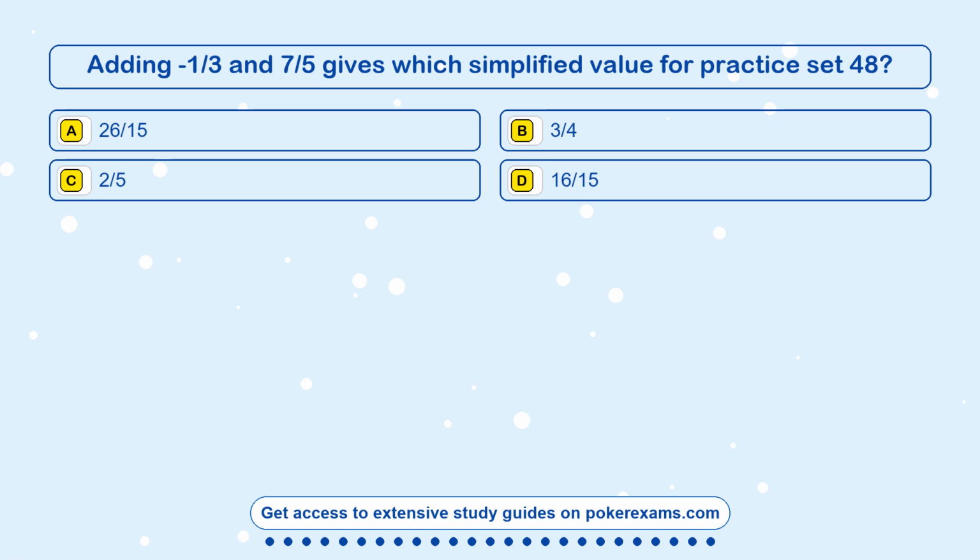Question 1. Adding -1/3 and 7/5 gives which simplified value for practice set 48? Option A 26/15. Option B 3/4. Option C 2/5. Option D 16/15.